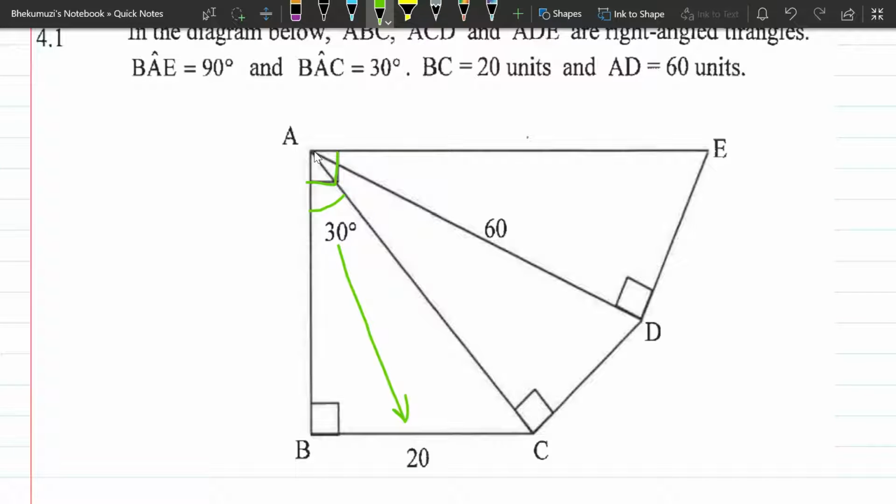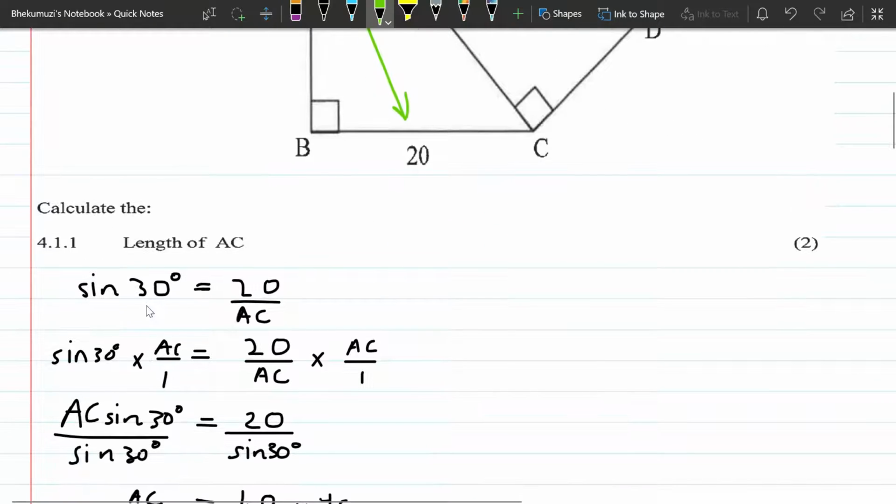And so to get AC onto the other side, we'd multiply by AC on both sides. This side will cancel each other out. We'll be left with 20. And then in this case, this becomes AC times sine 30, but then we divide by sine 30 so that we can get rid of it on this side, and then we have 20 divided by sine 30, and then on your calculator you would find that that is 40 units.